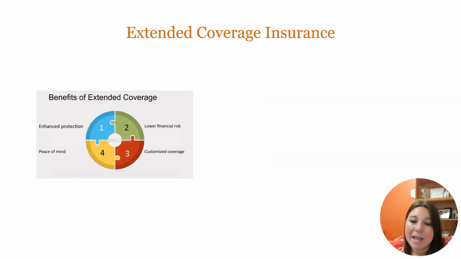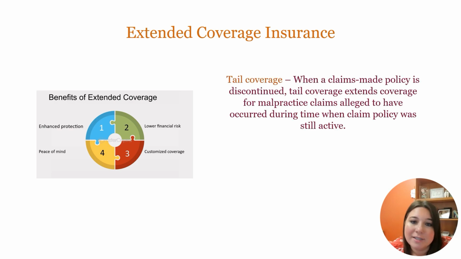And then we have extended coverage insurance. This could be tail coverage, which is used when a claims-made policy is discontinued. Tail coverage extends coverage for malpractice claims alleged to have occurred during the time when the policy was still active. So you get rid of that insurance policy, and then 2 months later a patient sues you for something that occurred 2 months prior when you were still covered. That tail coverage will still help cover those costs because it occurred at a time when you did have insurance.